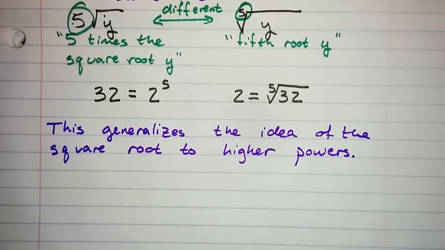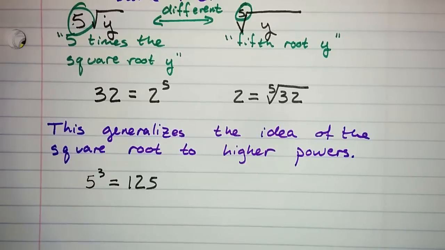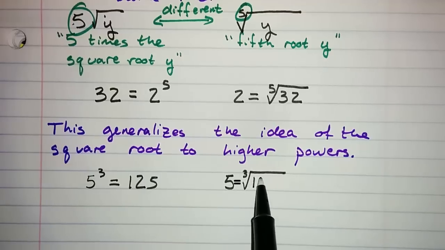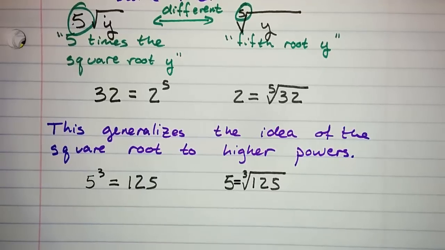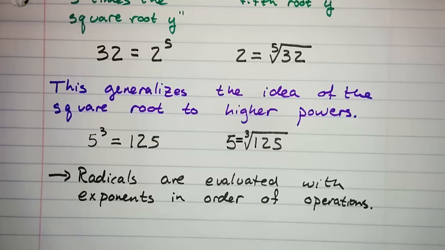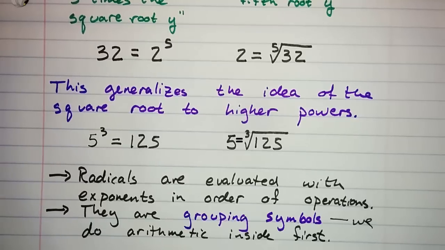So, of course, 5 isn't unique. We could say, for example, 5 cubed is 125, which expresses the same idea as saying that the cube root of 125 is 5. A couple more things to note about this radical symbol. Radicals are evaluated in the order of operations at the same time as exponents, and they are grouping symbols. We do any arithmetic inside first.